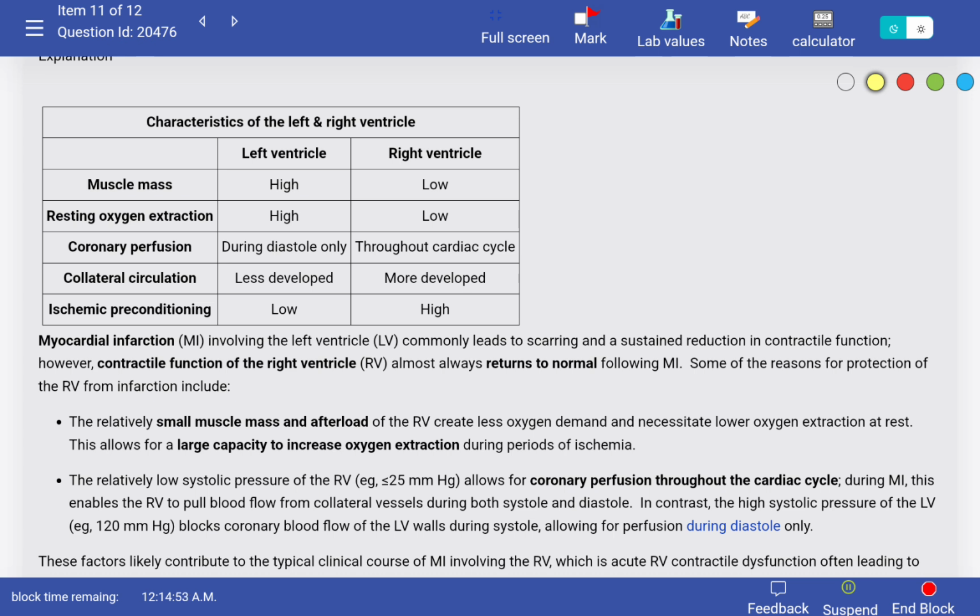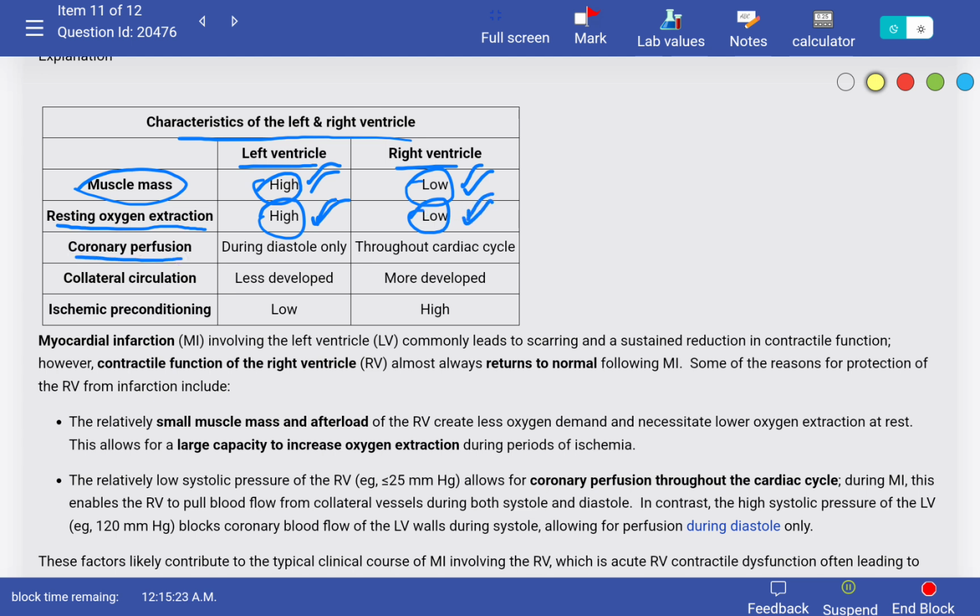If we look at the characteristics of the left and right ventricle, muscle mass is high in the case of the left ventricle than that of the right ventricle. If we look at resting oxygen extraction, that is high in the case of the left ventricle. Why? Because muscle mass is high, and with that there will be more demand, right? And over here on the right side that would be low.